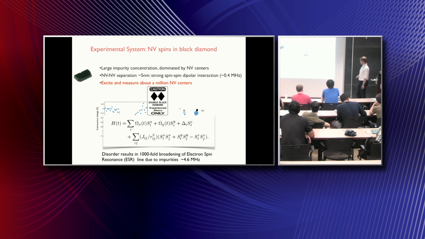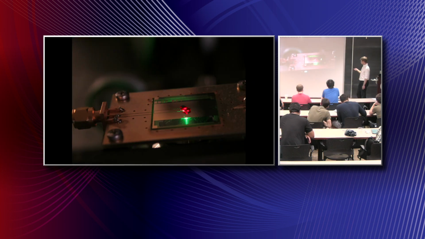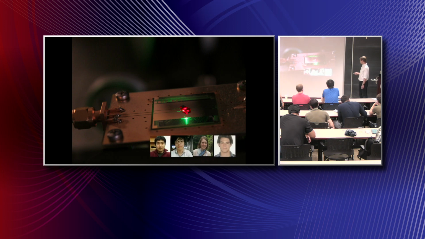So this is how the sample looks. I told you that under white light it's black, but if you shine green light, if you start exciting the NV centers specifically, it actually turns bright pink, because bright pink is where the emission of these NV centers happens. So that's how we know that there are a lot of these NV centers. This is actually our experimental team.